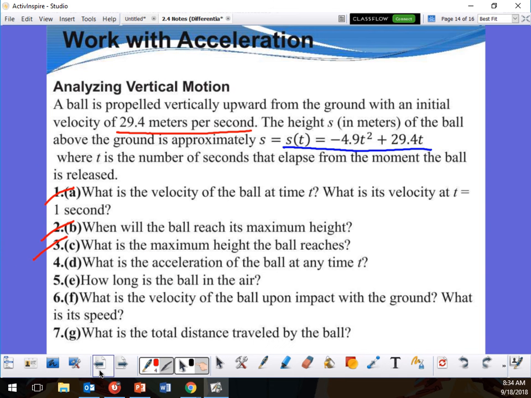So that's the acceleration of the ball, right there. There we go. How long is the ball in the air? Think about it. What function is going to tell me how long the ball is in the air? If I say air, you're referring to what value?